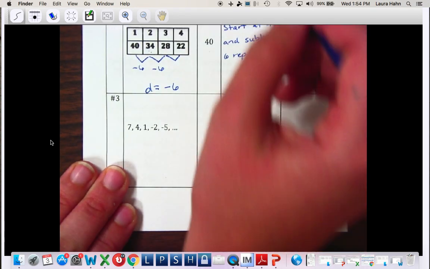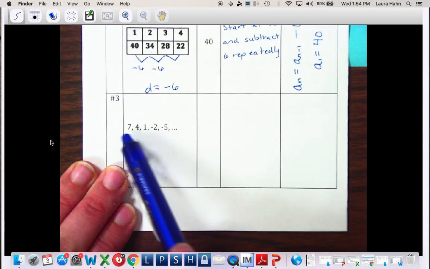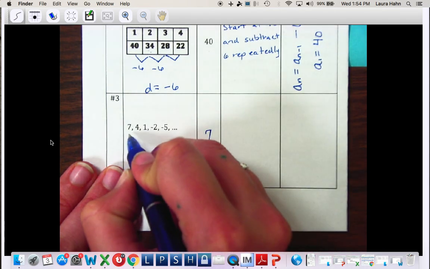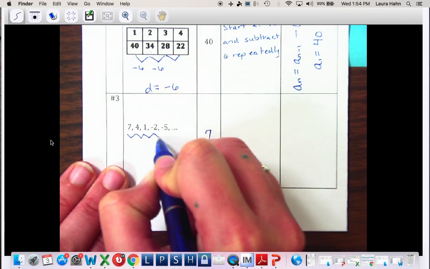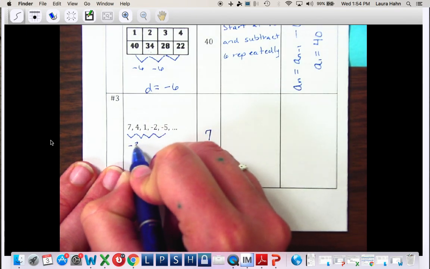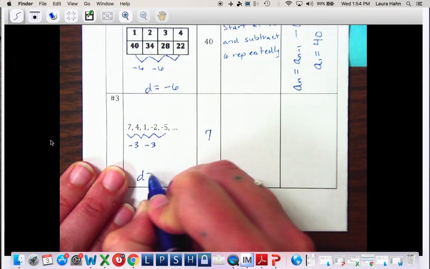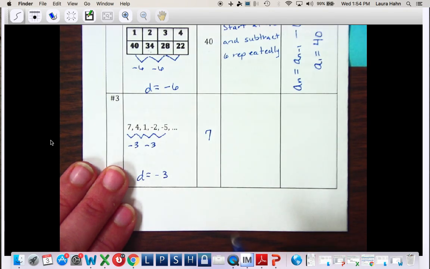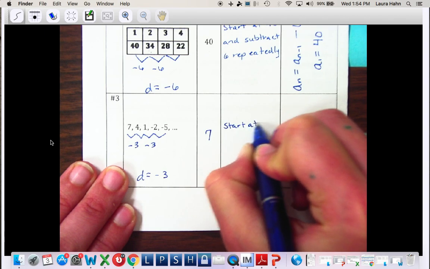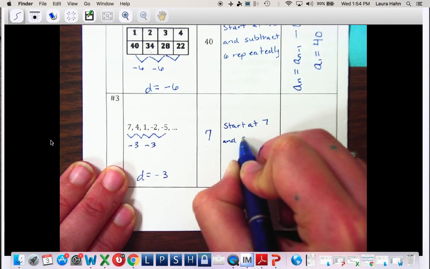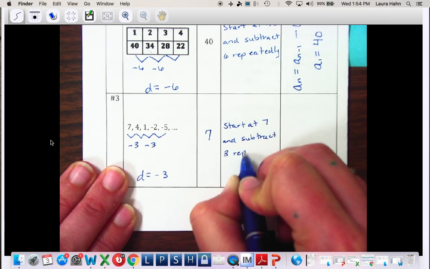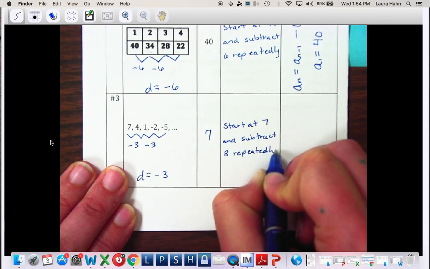Alright, so remember this column is your first term, so our first term is 7. Let's find our common difference. Let's figure out what's happening each time. So to get from 7 to 4, to get from 4 to 1, we had to subtract 3. So our common difference is a negative 3. So in words, we're starting at 7 and subtract 3 repeatedly.